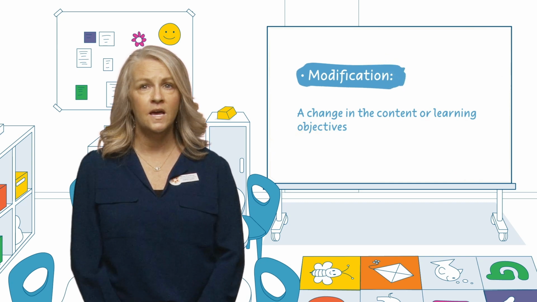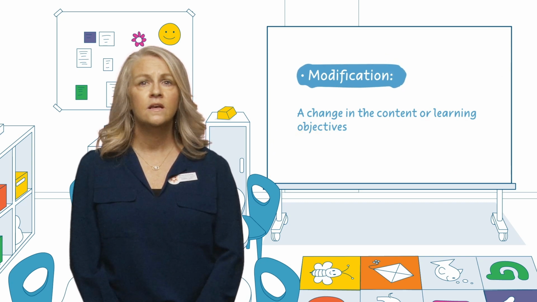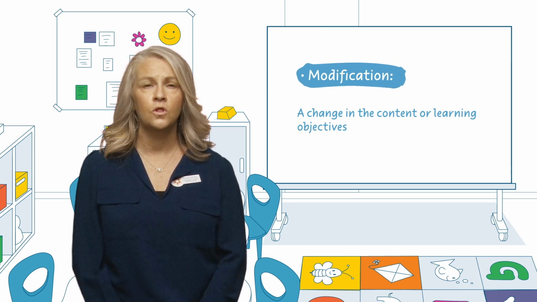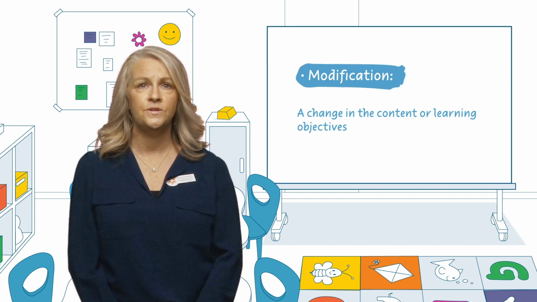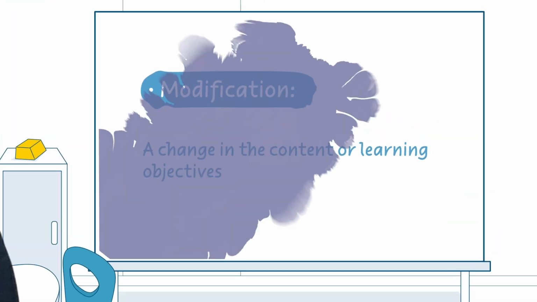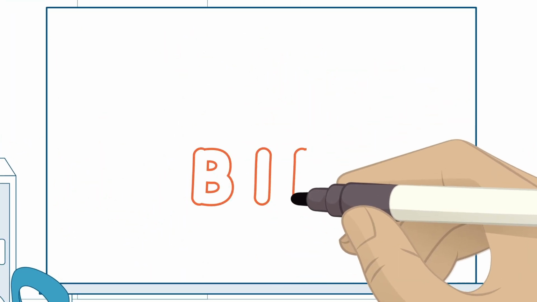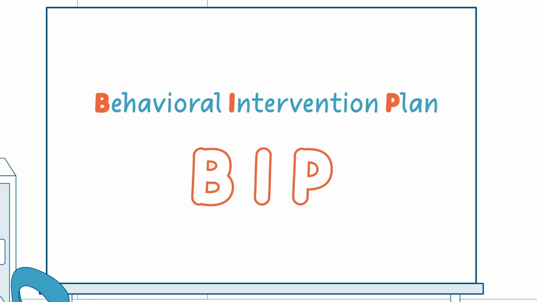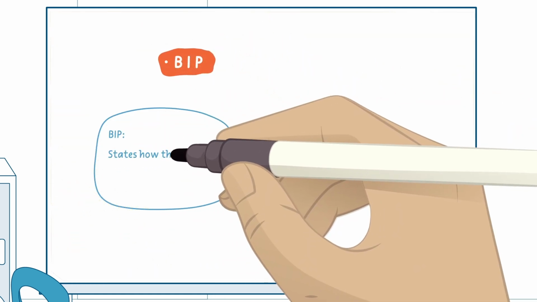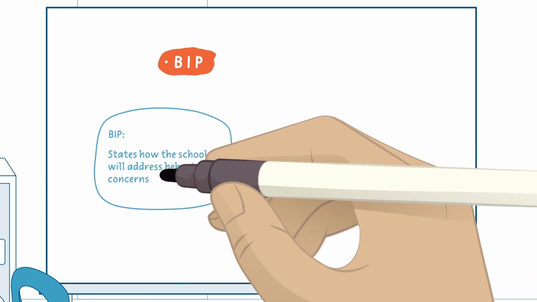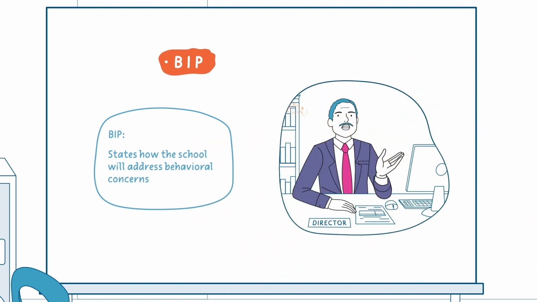Sometimes a modification may be necessary. This is a change in the content or learning objectives to meet a student's needs. When necessary, a behavioral intervention plan, or BIP, is included in the IEP that states how the school will address behavioral concerns affecting the student's educational progress.